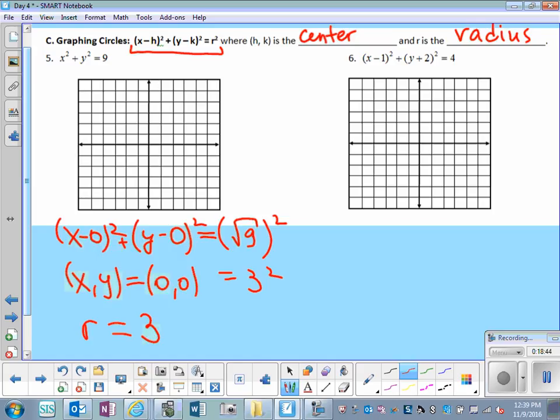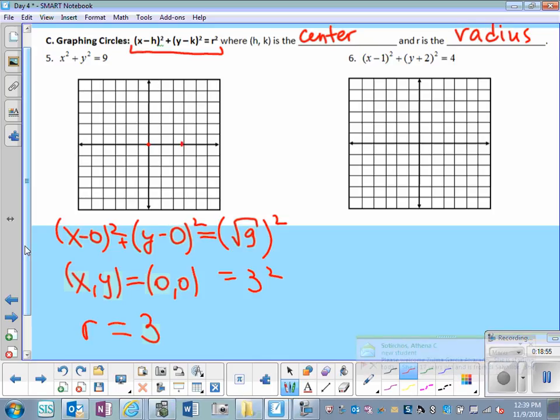Right? So how do I graph this? I find my center of the circle, 0, 0, right here. Because I know that the radius is 3, I go 3 units to the right, 3 units to the left of my center, 3 units down, and 3 units up. This gives me 4 reference points, and I could connect them to have this circle. It's not going to be perfect, but it's representative of the shape. So I find my center, and then my radius, and then I can draw the circle. Questions?